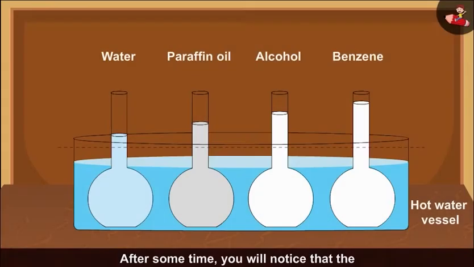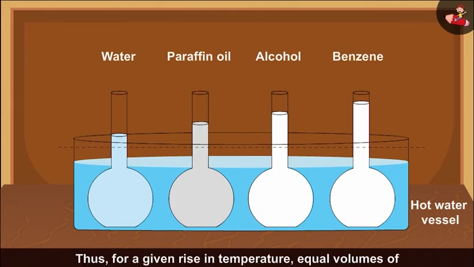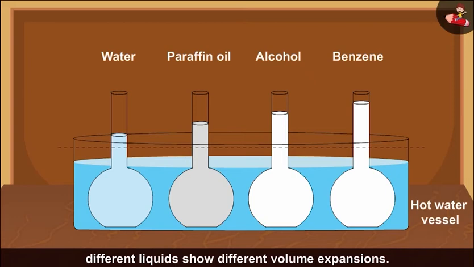After some time, you will notice that the levels of liquids are different in different flasks. Benzene expands the most. Alcohol expands more than paraffin oil, but less than benzene. Water expands the least. Thus, for a given rise in temperature, equal volumes of different liquids show different volume expansions.